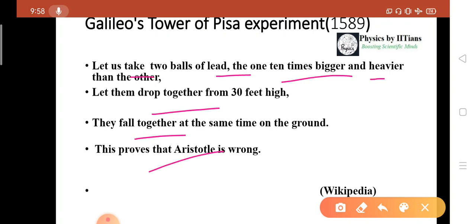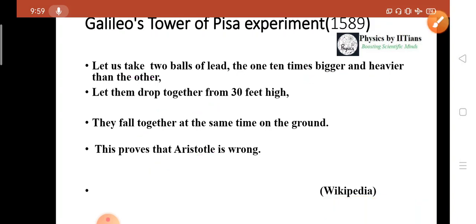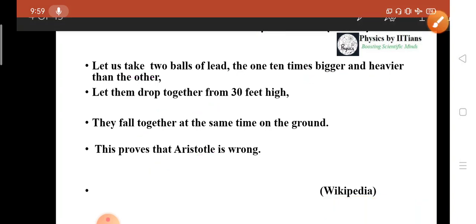Earlier, Aristotle said that a ball which is 10 times bigger or heavier than a lighter object would fall much faster than the lighter object. But this is totally wrong. The time of descent is independent of their masses, and that was demonstrated by Galileo with his famous Pisa experiment.